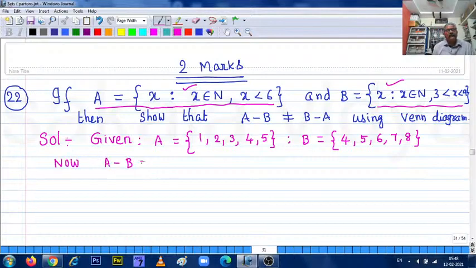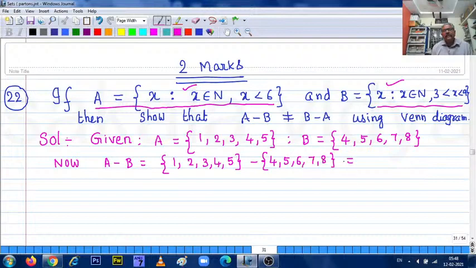A minus B. So that is 1, 2, 3, 4, 5 minus 4, 5, 6, 7, 8. So take away all the elements of B from A. So now 4, 4 cancel, 5, 5 cancel, and 6, 7, 8. So this equals 1, 2, 3.